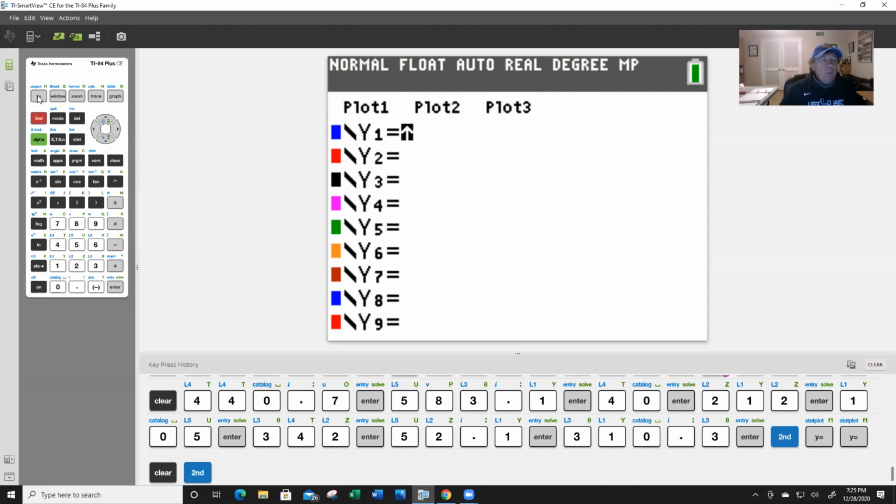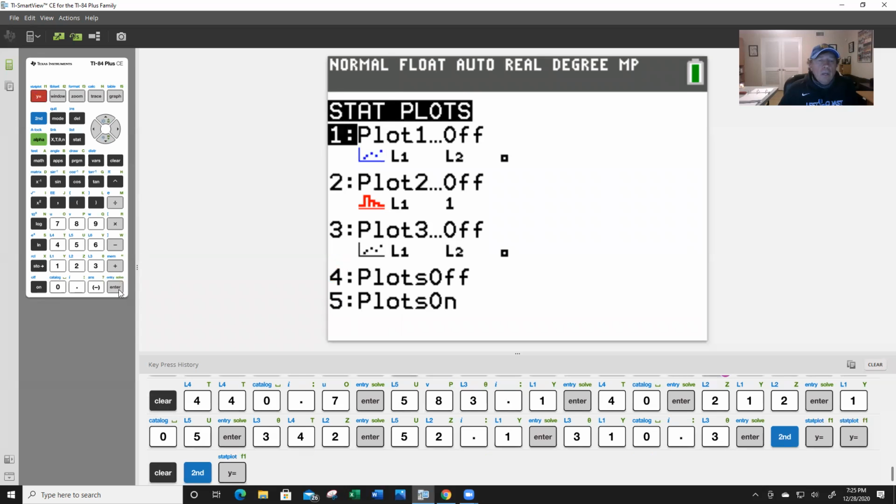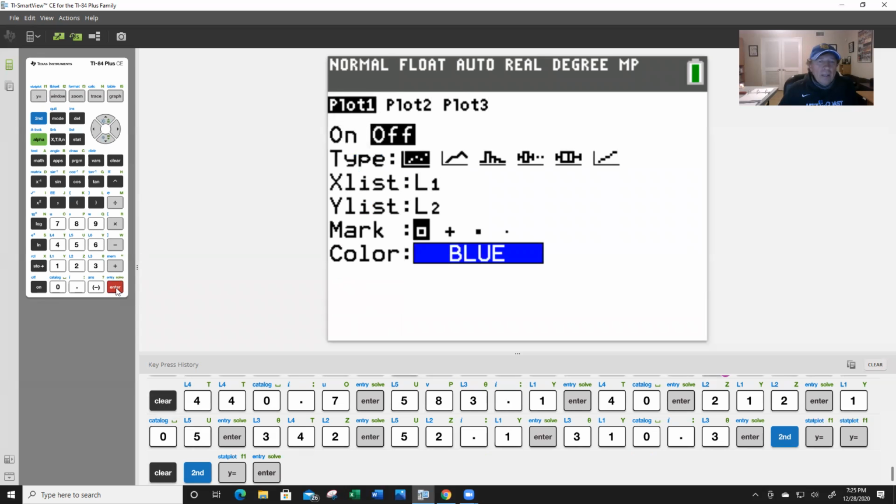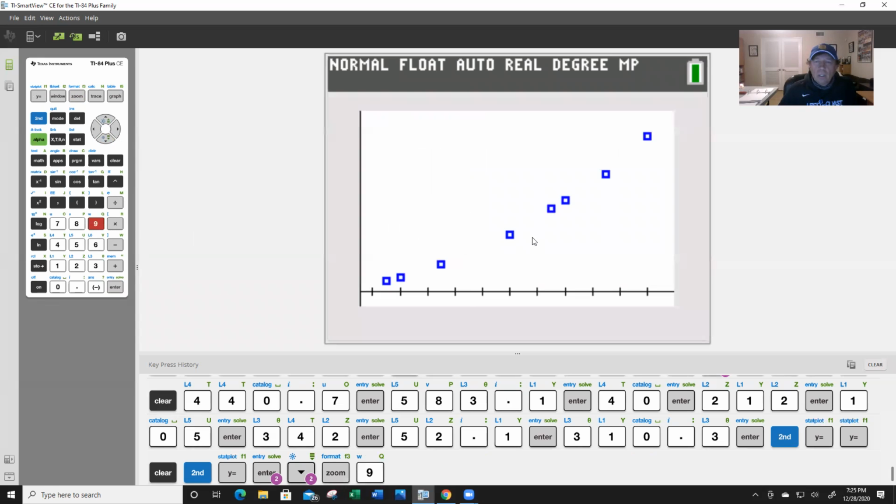Now we're going to go second y equals, back to that. I'm going to turn plot 1 on. See that? And I'm going to do a scatter plot, which is right where it is, flashing. L1 and L2 is X and Y, no problem. I'm going to go zoom and then the number 9. And that'll send. Now, what does that look like?